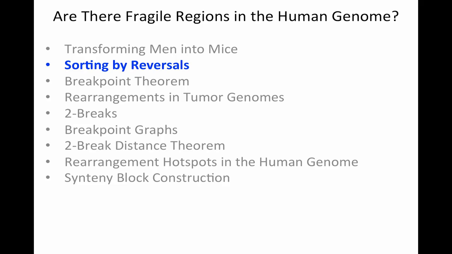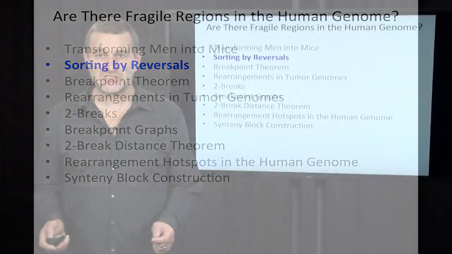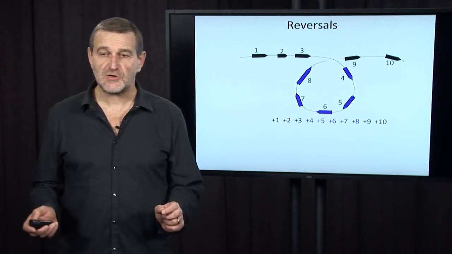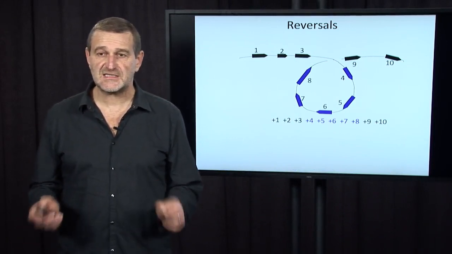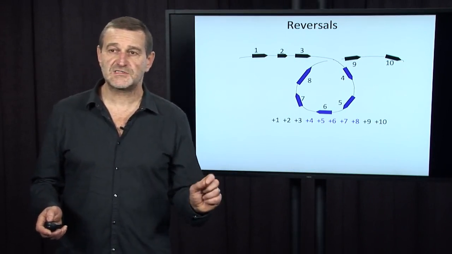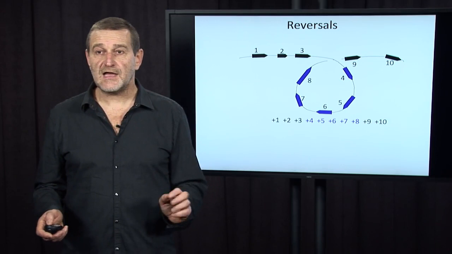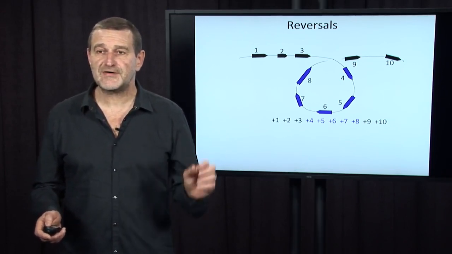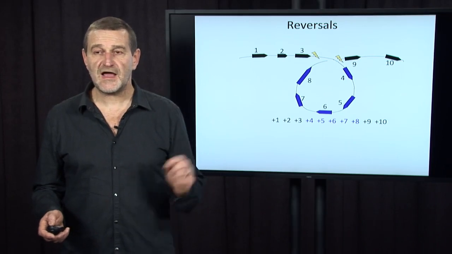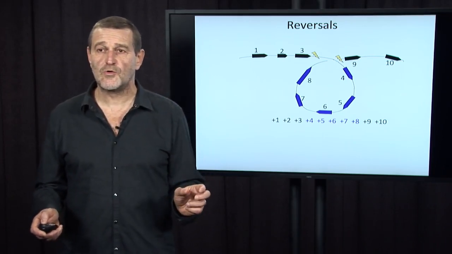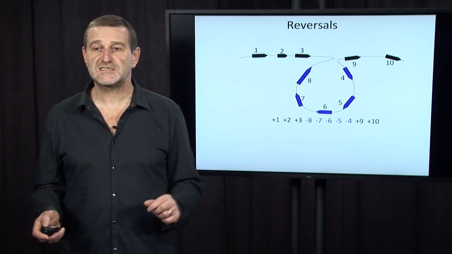We'll now talk about the algorithmic problem of sorting by reversals. Let's start from a short chromosome consisting of just 10 blocks, and we'll number them in the order 1, 2, 3 to 10. Now, you can think about a reversal as something that breaks a chromosome at two places and glues the resulting pieces in a new order, as shown on this slide.